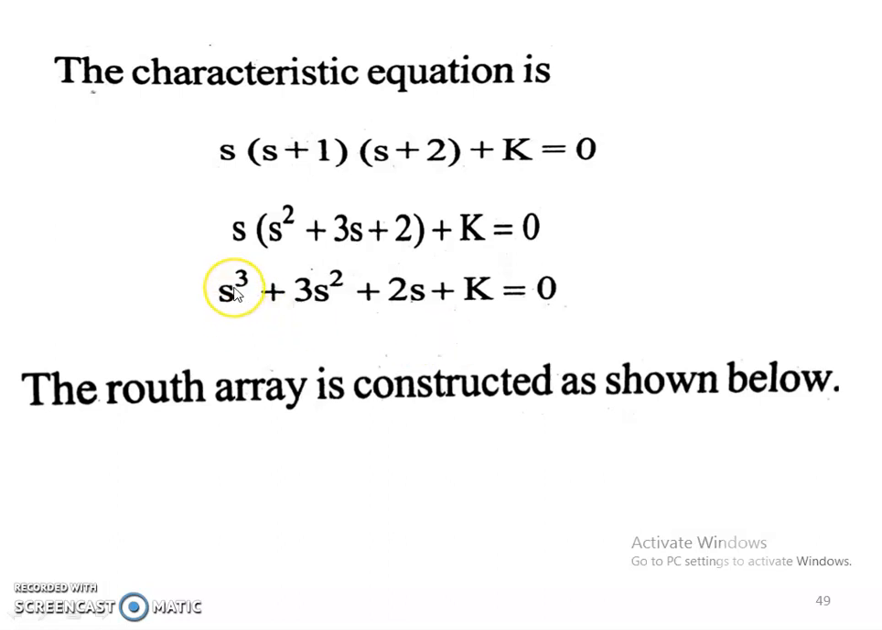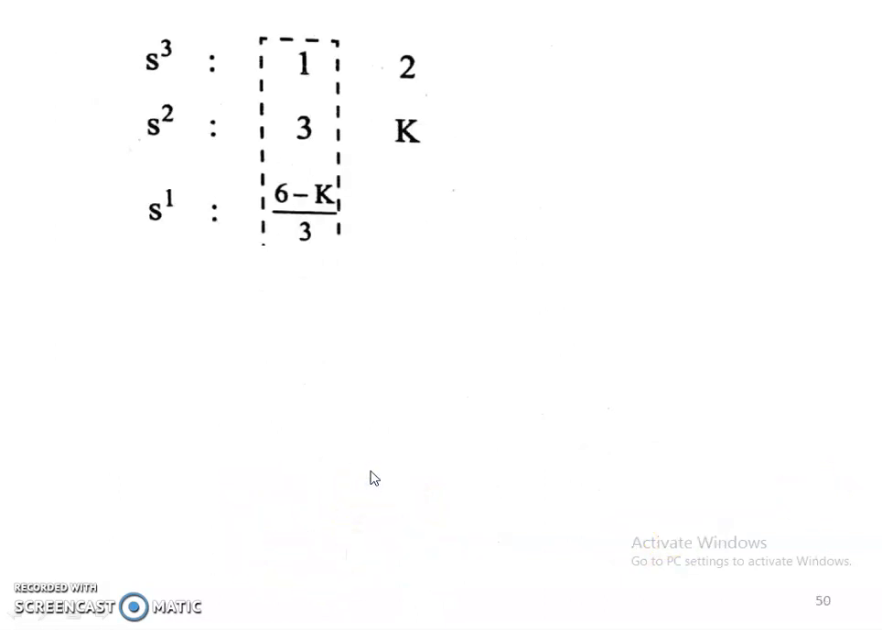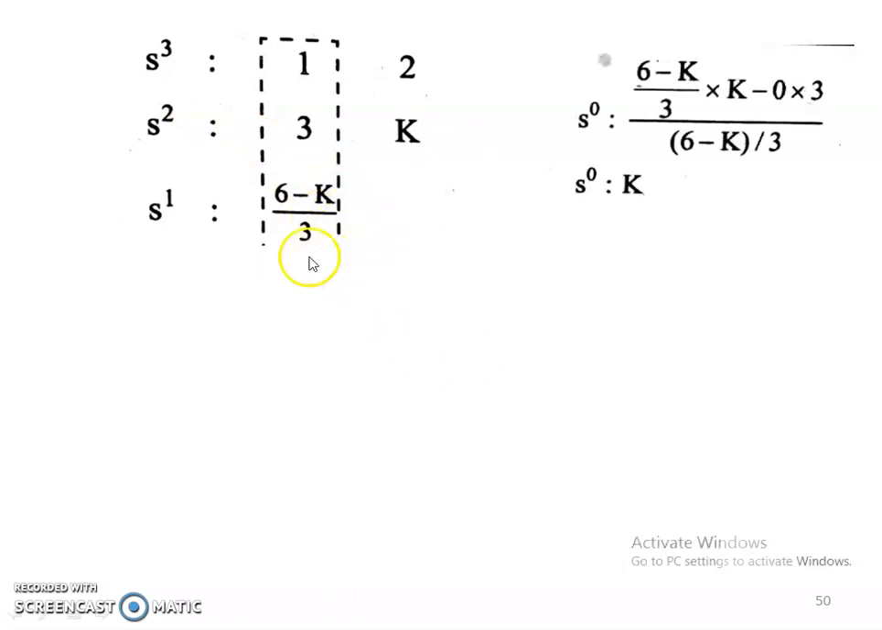Here the highest order is s to the power 3, so it will be the first row, and s to the power 2 will be the second row. After finding the first and second rows, we go for the third row, s to the power 1, that is 3 into 2 minus k into 1 divided by 3. Next we calculate s to the power 0, which is nothing but 6 minus k divided by 3.